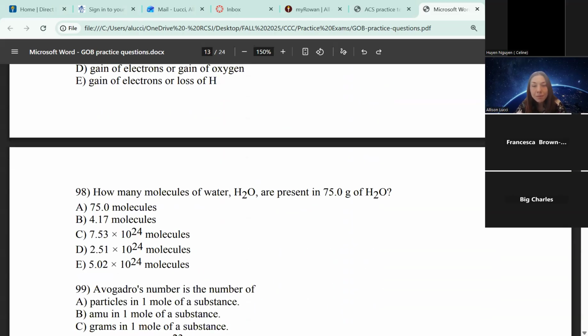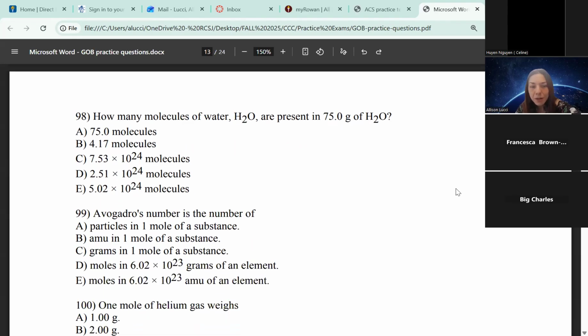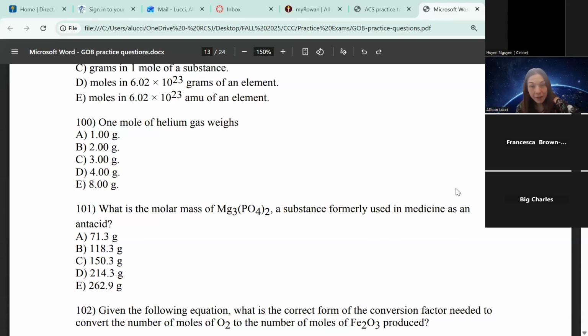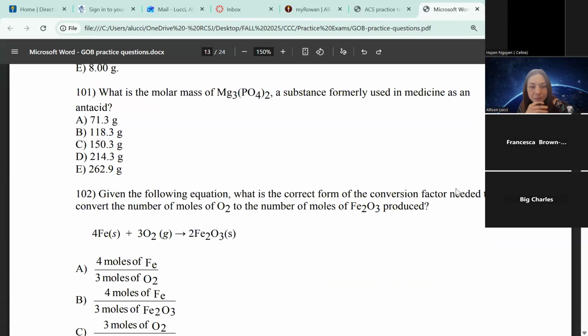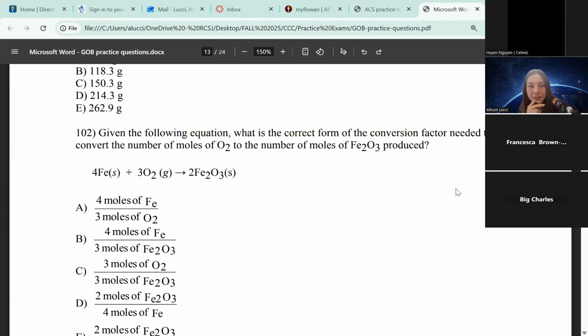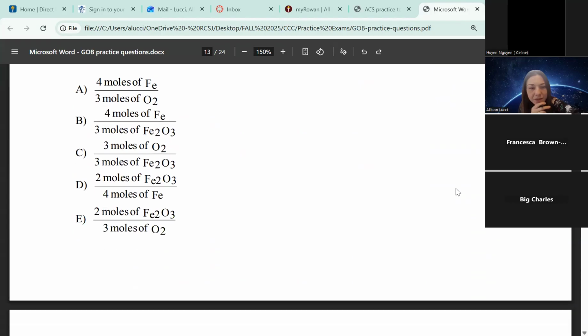Know Avogadro's number and how that relates grams to moles, and then to number of molecules. So for this problem here, we want to know how many molecules of H2O are in 75 grams. I would convert to moles first. So 75 divided by 18, right? 16 for oxygen, 2 for the hydrogens, will give me moles. And then I would multiply by Avogadro's number, 6.02 times 10 to the 23rd. So don't forget to align your units and make sure things cancel. We saw some problems like this, like 102, setting up conversion factors.